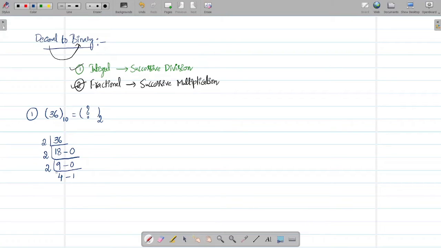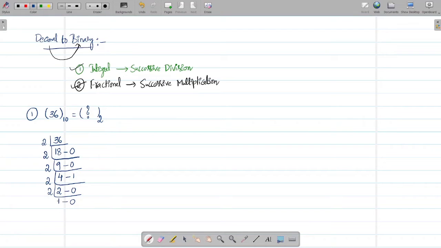Is it right or not? Similarly, again divide 4 with 2. So 2 is quotient, 0 is remainder. Finally, divide 2 with 2. Quotient is 1, remainder is 0.